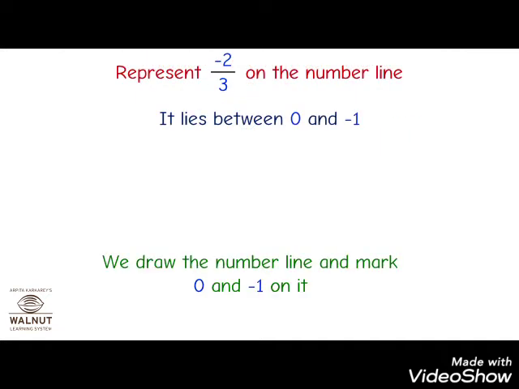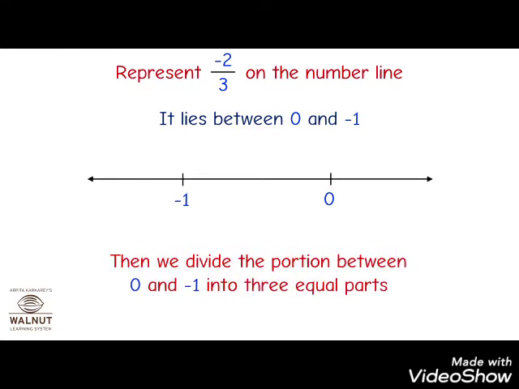Now we draw the number line and mark 0 and -1 on it. Now in the number -2/3, the denominator is 3. So we divide the portion between 0 and -1 into 3 equal parts and name these parts serially as -1/3, then -2/3 and then -3/3, that is -1. -1 is already written on the number line, so we don't need to write it again. And then mark the point -2/3.